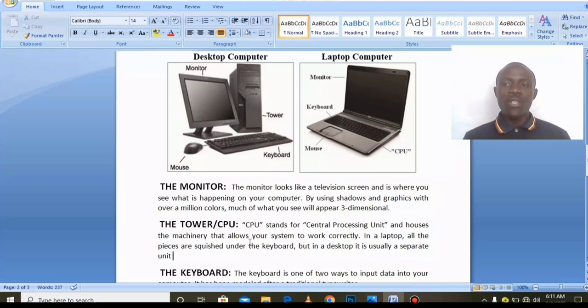And the CPU is always housed inside. It is mounted on the computer motherboard, so it is always in the system case, or the tower. They are saying that in a laptop, all the pieces are squished under the keyboard, but in a desktop, it is usually separate. Meaning that in a laptop, all the components are below the keyboard, where we are seeing the keyboard here.